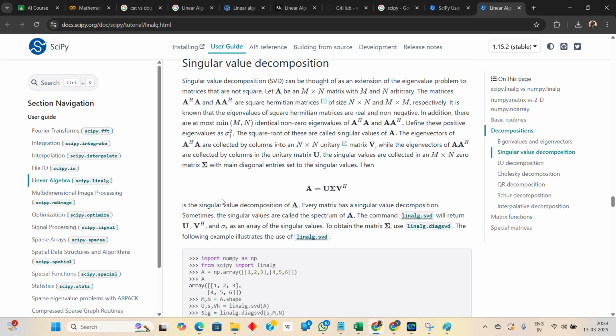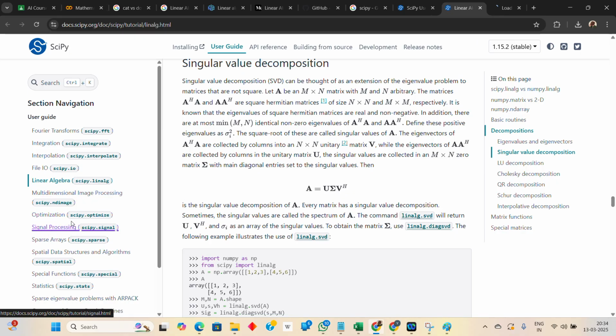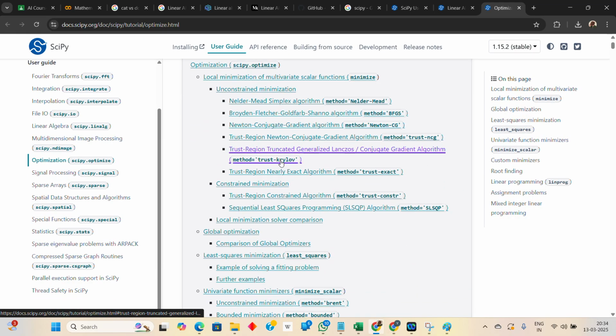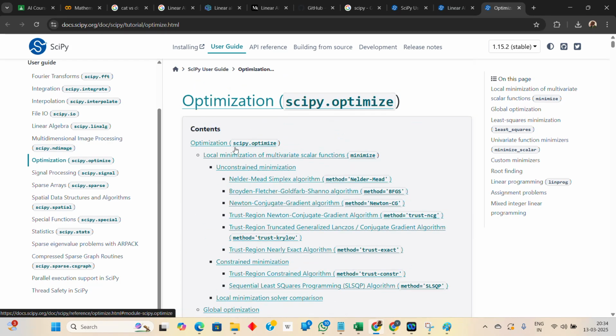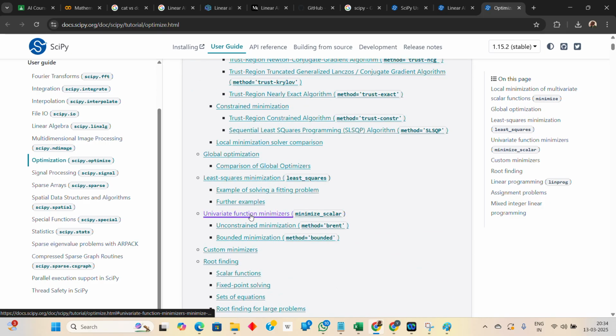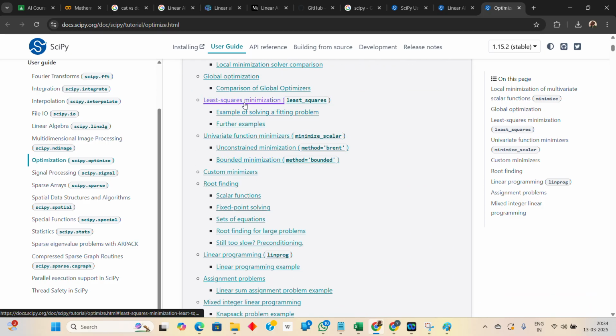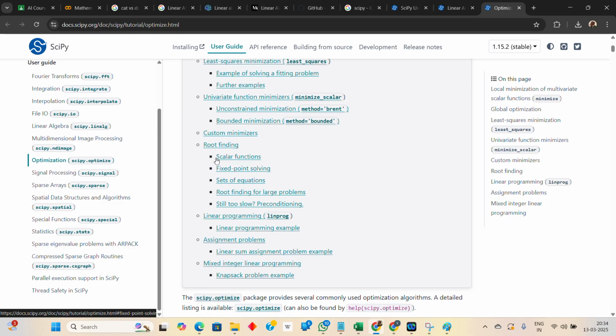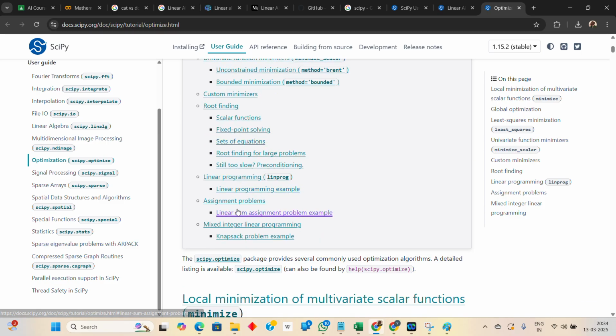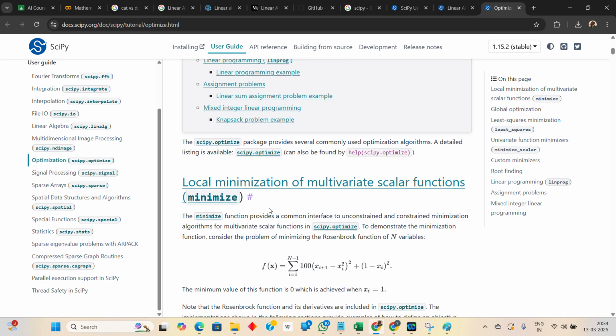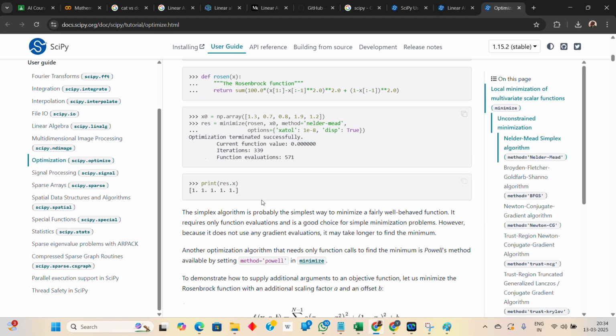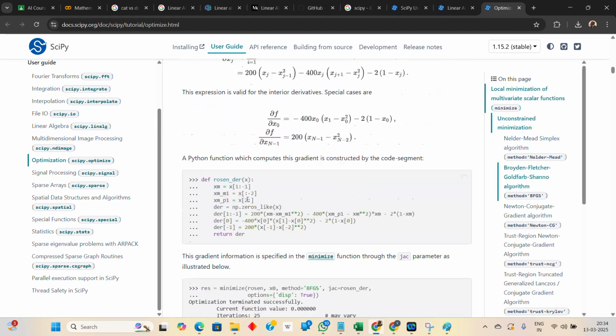That is why I'm touching only the basics, because otherwise we will not complete in the specified time, because mathematics is a huge topic, right? Signal processing and similarly optimization. If you explore optimization, you will learn the basic optimization things, local minimum of multivariate scalar. These are all optimization related things. Global optimization, least square optimization, univariate function minimum, root finding, linear programming, local minimization, unconstrained minimization. There are many topics actually.